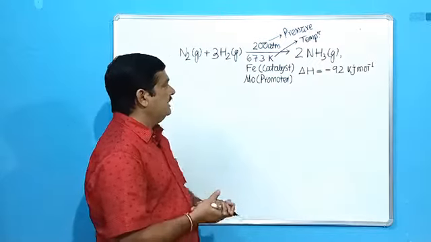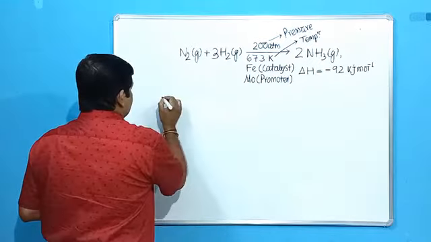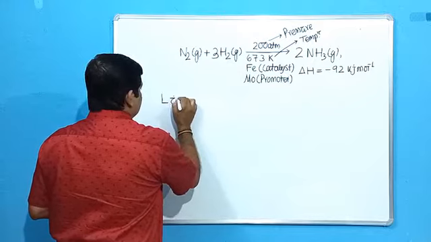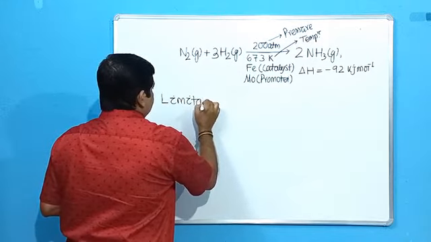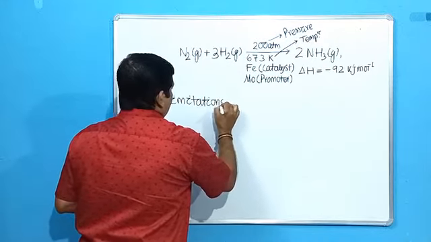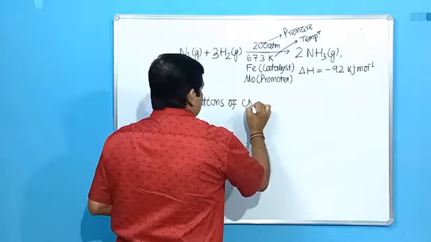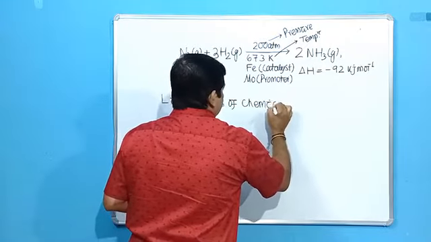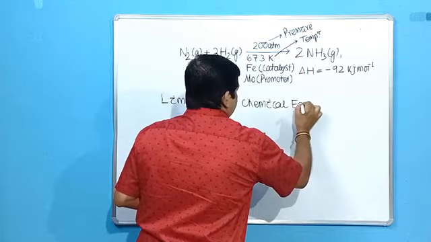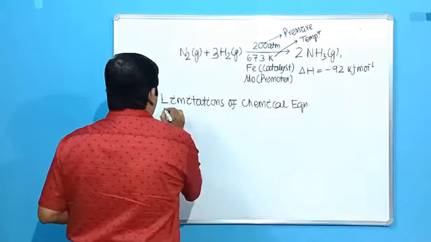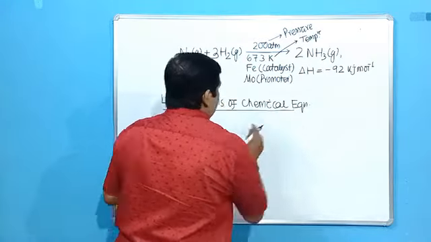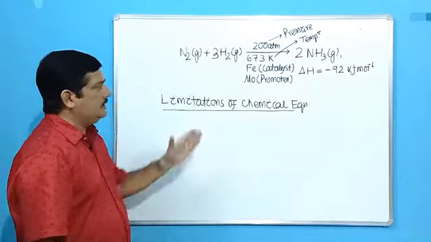Okay. Then limitations. Next, we will discuss the limitations of chemical equation. What are the drawbacks? So most of the things have been reported here.